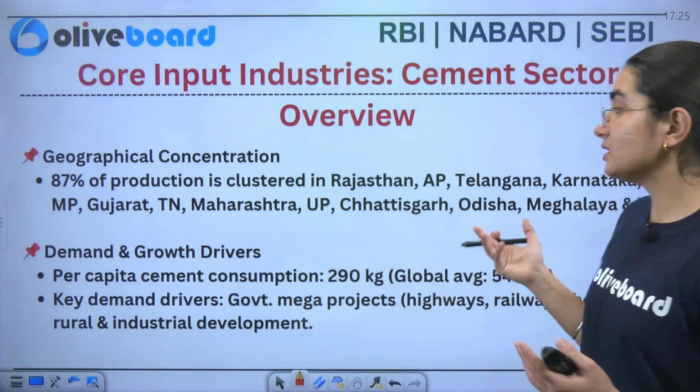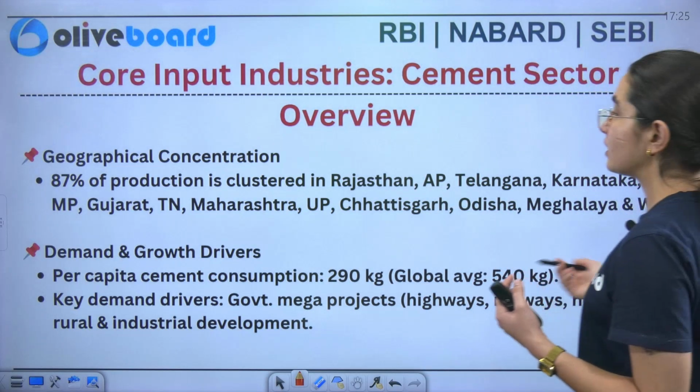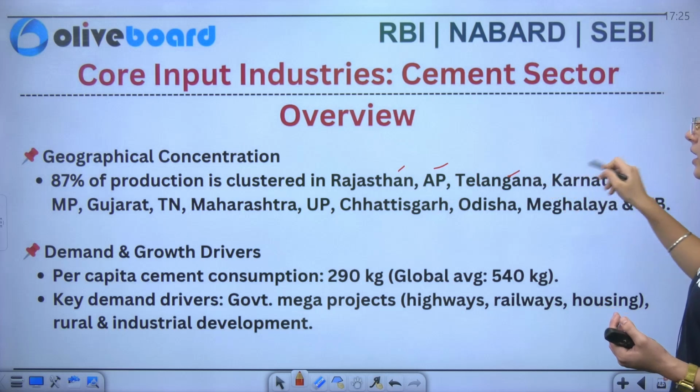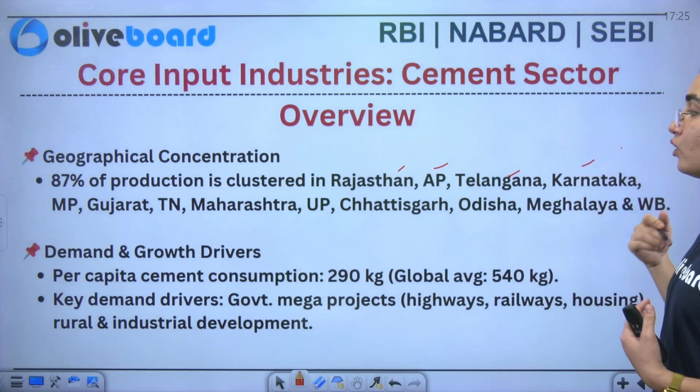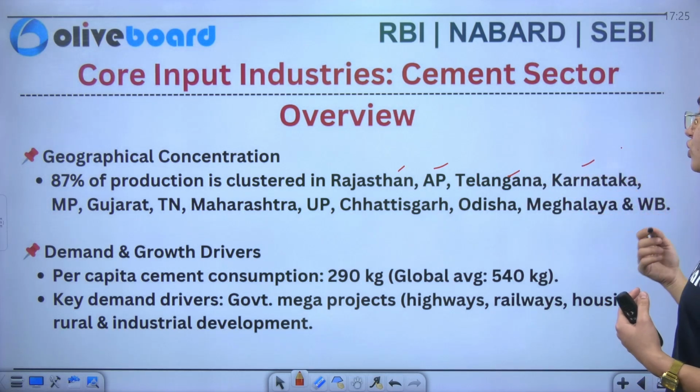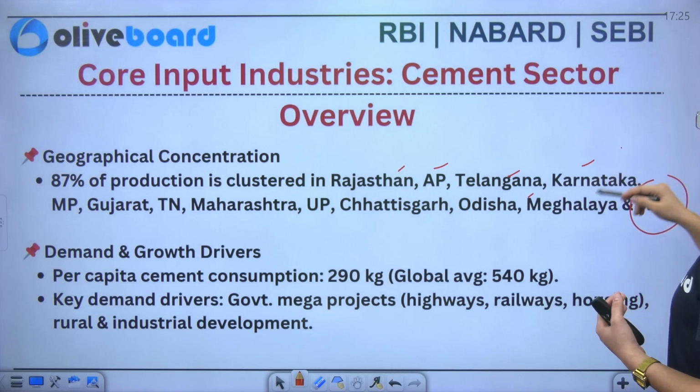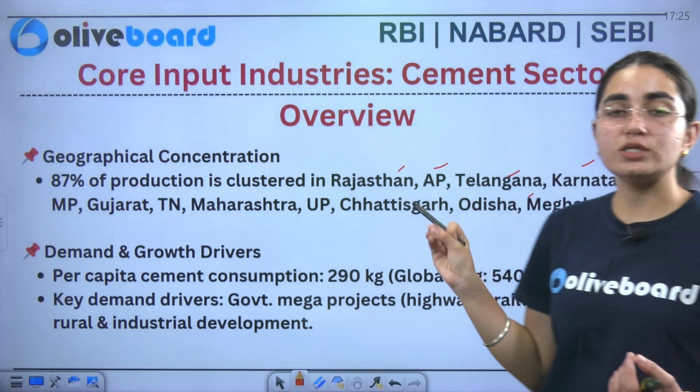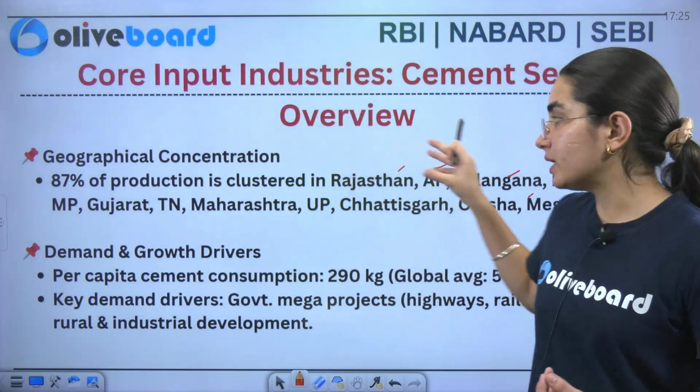Now we'll see the geographical concentration, that is, in which areas most of the concentration is. We can see 87% of the production is clustered in Rajasthan, Andhra Pradesh, Telangana, Karnataka, MP, Gujarat, Tamil Nadu, Maharashtra, UP, Chhattisgarh, Orissa, Meghalaya, as well as West Bengal. So 87% of production lies in these areas.